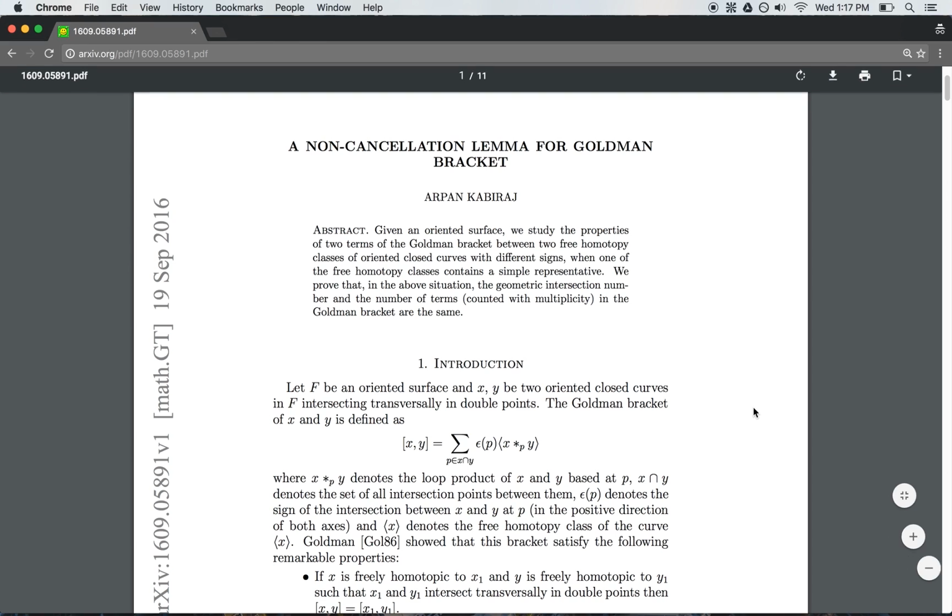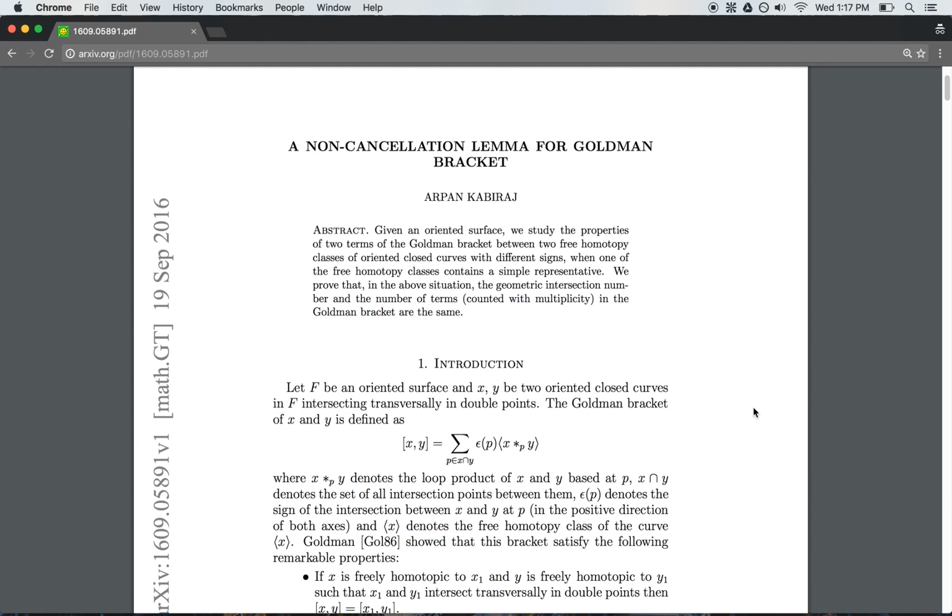A non-cancellation lemma for Goldman bracket. Arpan Kabiraj. Abstract. Given an oriented surface, we study the properties of two terms of the Goldman bracket between two free homotopy classes of oriented closed curves with different signs, when one of the free homotopy classes contains a simple representative. We prove that in the above situation, the geometric intersection number and the number of terms counted with multiplicity in the Goldman bracket are the same.